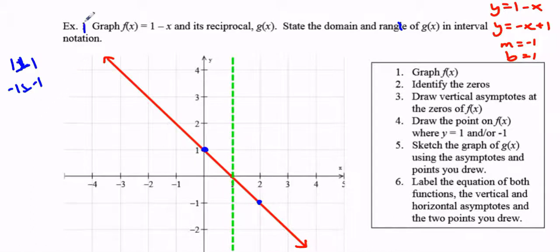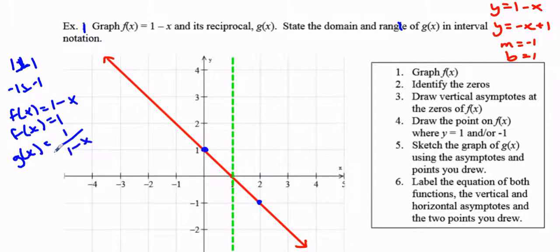So let's just look at the specifics of this one. If f of x equals 1 minus x, we know that at x equals 0, f of x is equal to 1, right? Let's look at g of x. The reciprocal function, g of x, is 1 over 1 minus x. Well, when it's g of 0, f of 0 equals 1, and g of 0, putting 0 in there, 1 over 1 is also equal to 1.